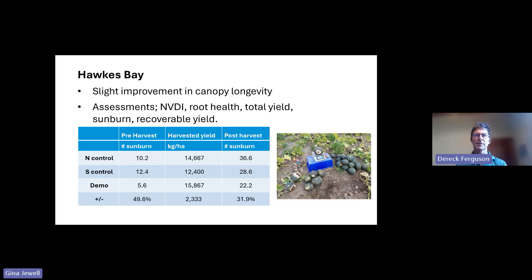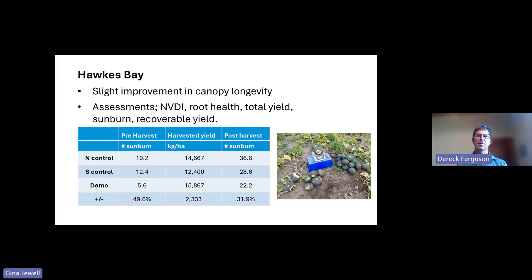The first column, if you look in the table there, is actually an on-ground assessment using quadrats of the number of sunburned fruit. So you'll see in the demonstration, the third row down, that there was less fruit, nearly 50% less, that was affected by sunburn. The second column, you'll see that resulted in a higher yield, nearly 2 tonnes over sort of a 15 tonne yield. So it's a decent numerical advantage.